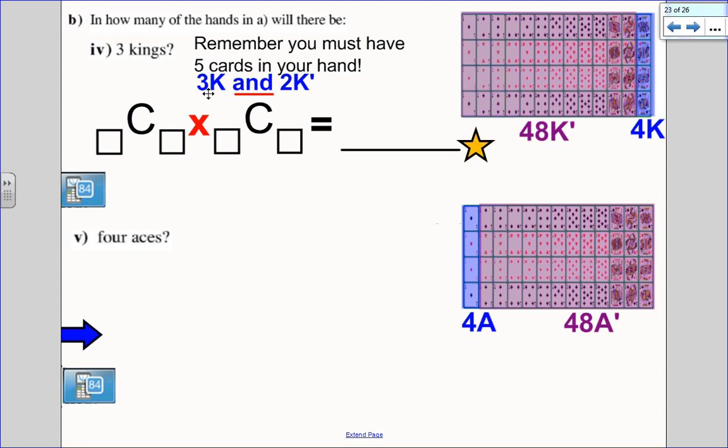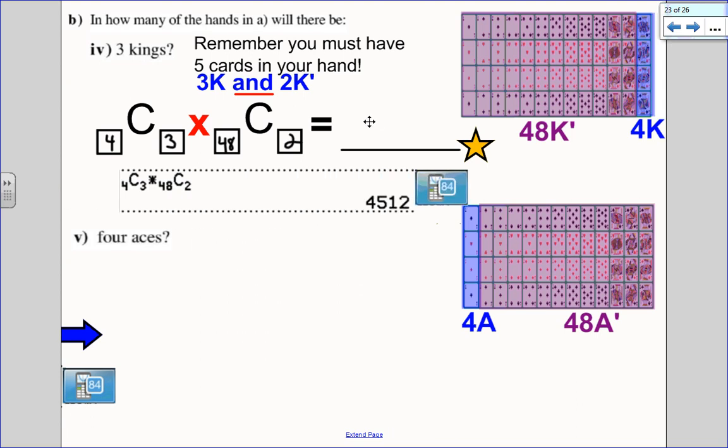So let's look at the ways of picking the 3 kings. There are 4 kings in a deck. I want 3 of them. Now I have to look at not kings, because I don't want to have another king in there, because then it would be 4 kings. So there are 48 cards in the deck that are not kings, and I want 2 of them. Okay, so I like the pictures there and highlighting them, because then you can really see what we're talking about. And putting that into my calculator, 4,512.